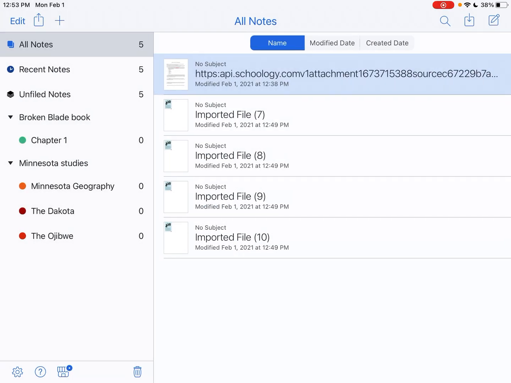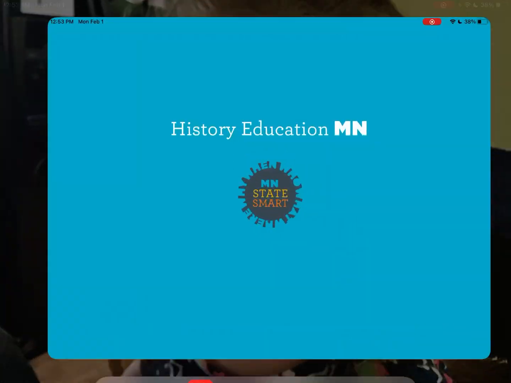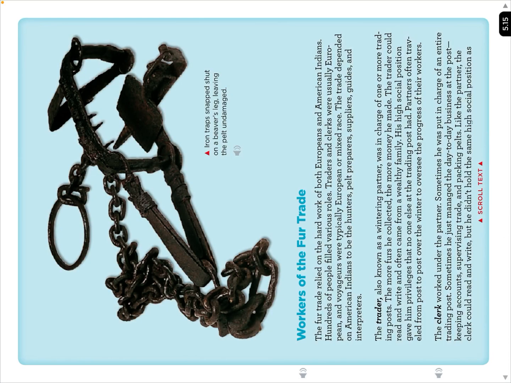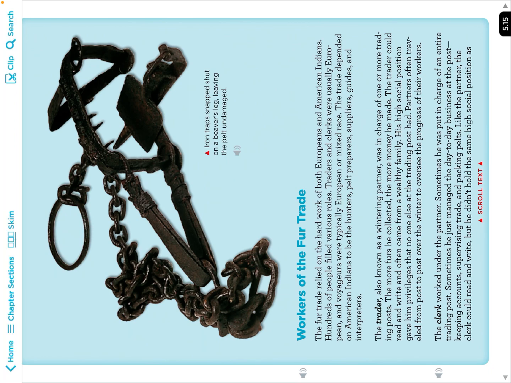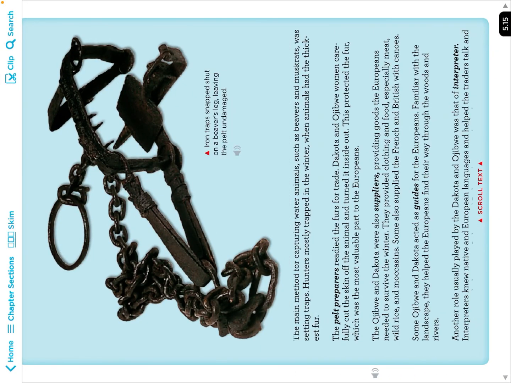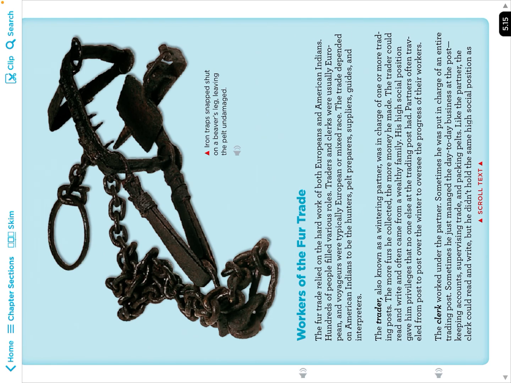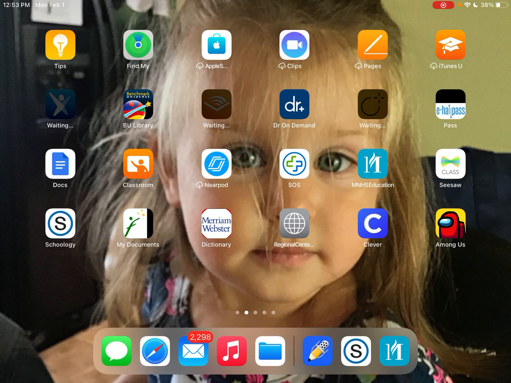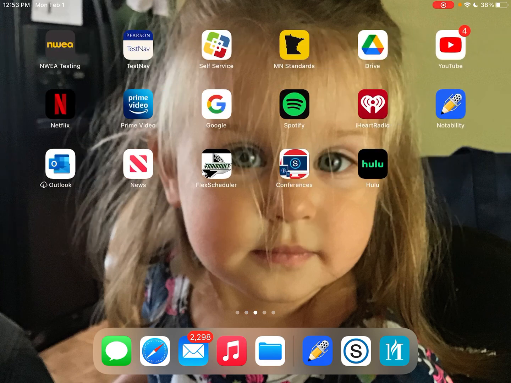All right, so what I've done for you is you can go to the blue M right here. Go to page 5.15, chapter 5. Okay, page 5.15. It describes all 8 of these jobs. I've taken a screenshot of it and put it on Notability so I can write on it. Okay, so our first job.